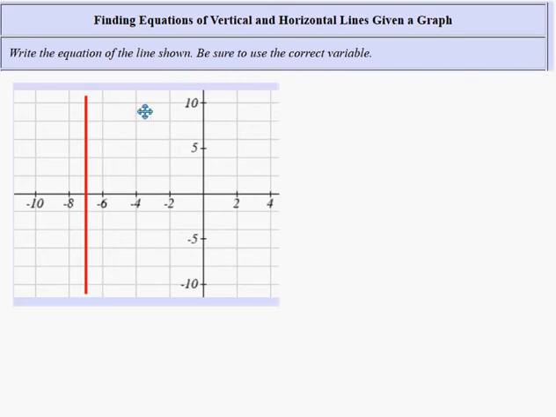In this problem, I'm given the graph of a vertical line, and I'm asked to write its equation. It's tempting just to tell you what the answer is because the problem is actually pretty simple. But to motivate why the answer is the way it is, I'd like to make out a table of values for inputs and outputs based on this graph.